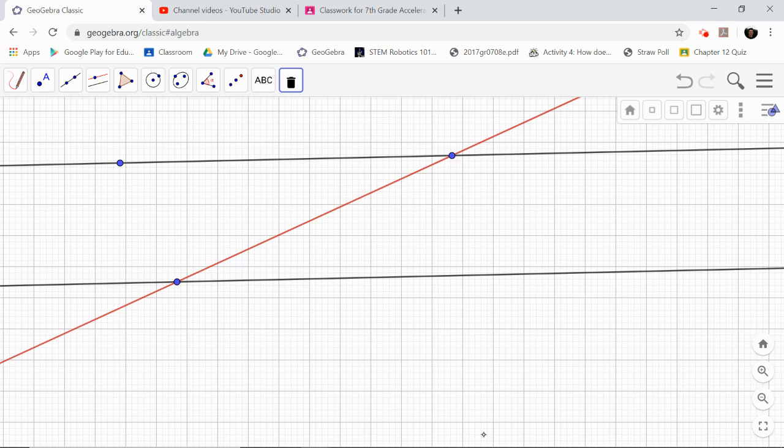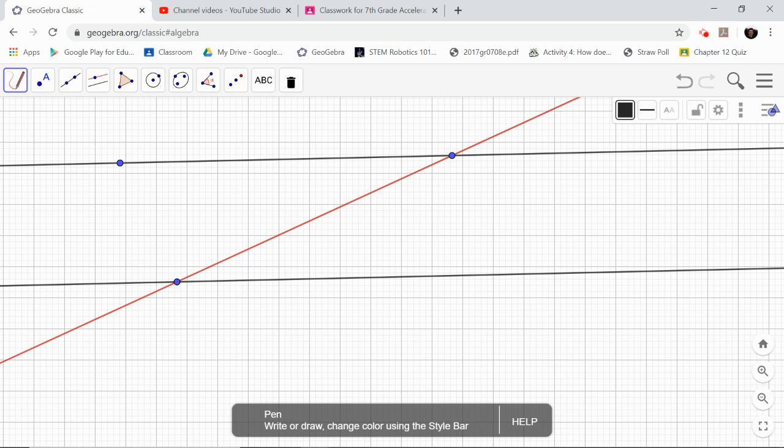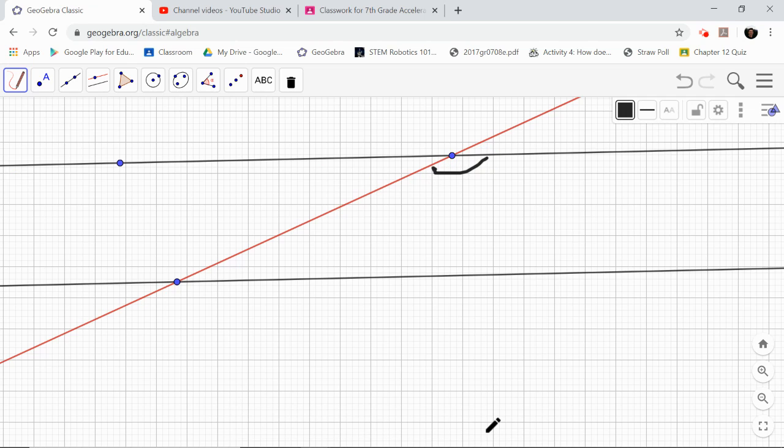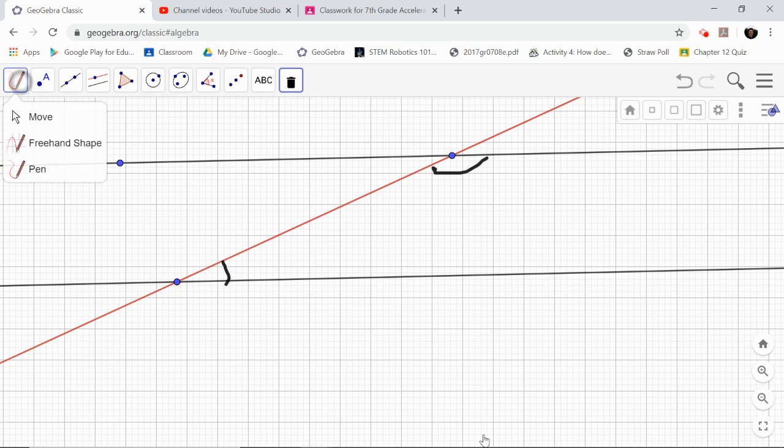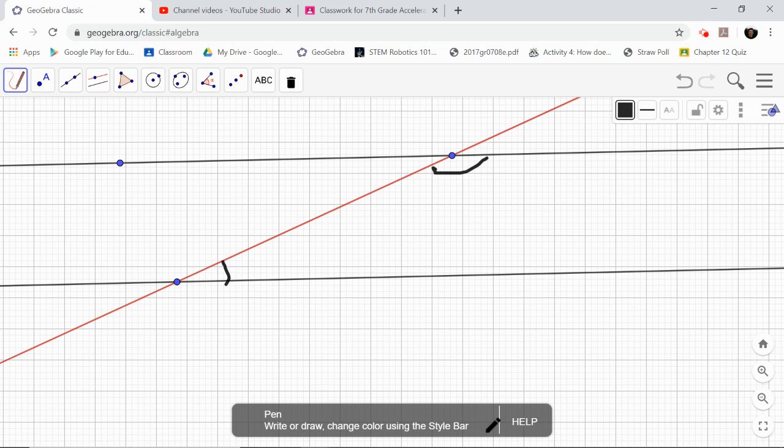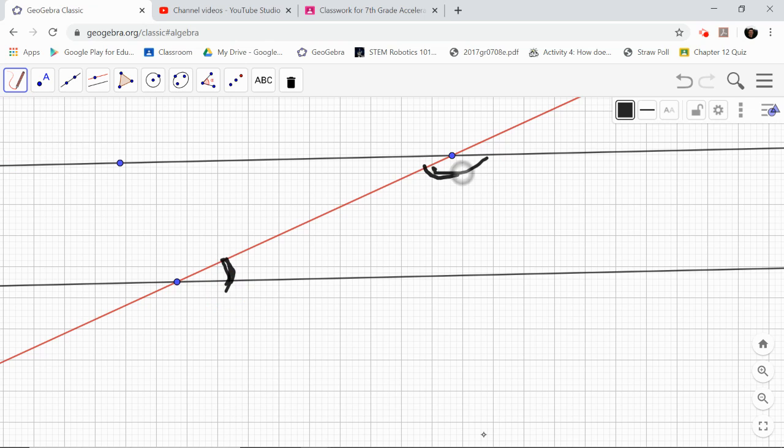The last type of angle that is formed is going to be like this angle here and this angle here. Now this is a pair of interior angles. What's the relationship there? Let's think about it. This angle is equal to this angle, and these two angles add together to make 180. So these two interior angles are supplementary. This angle plus this angle has to equal 180 degrees.